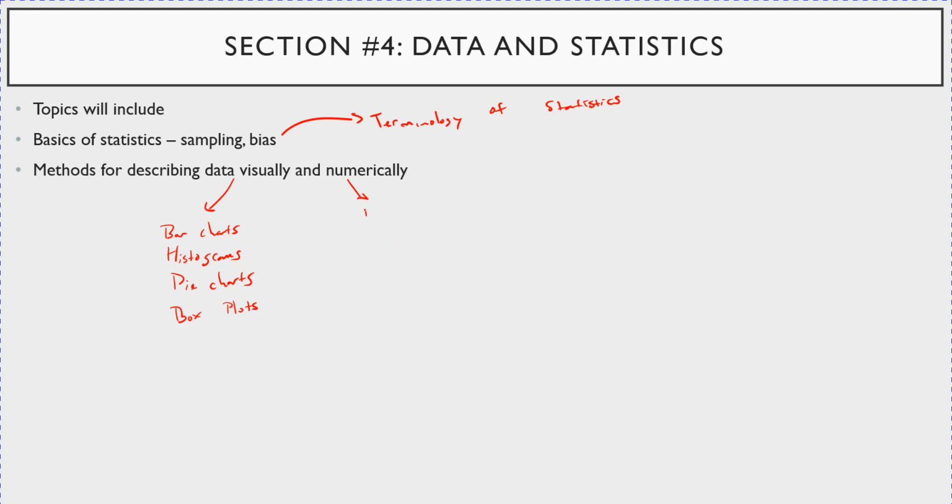You might have heard of things like this: the mean, the median, the mode. Those numerical measures. We'll talk about something called the range. And then we'll even talk about something called the standard deviation.